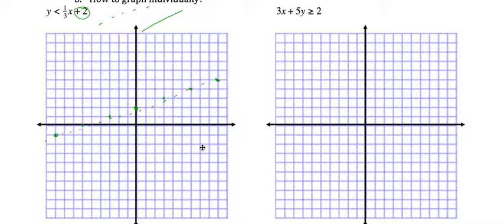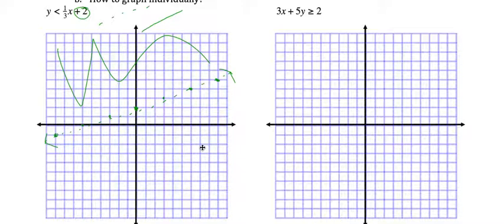Now we have to figure out what side we are supposed to shade on. Basically, we have to decide, are we going to shade the entire graph, everything below here? Is that where all the less than points are, or is it above the line? Are we going to be shading completely on the other side there? Are we going to be shading up here instead?